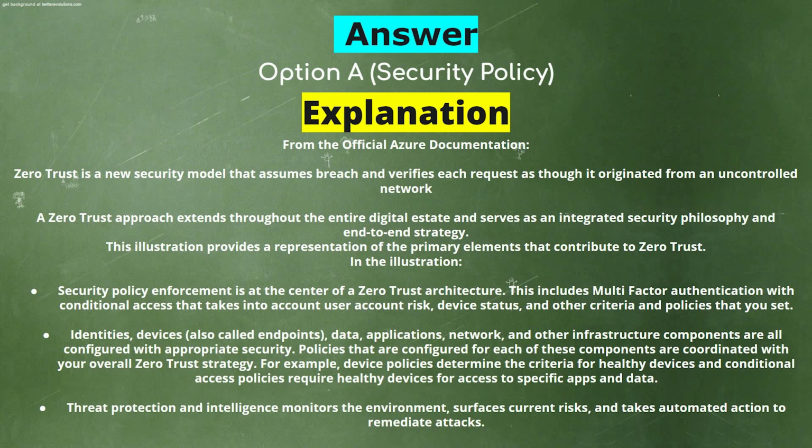Number 2, identities, devices, also called endpoints, data, applications, network, and other infrastructure components are all configured with appropriate security. Policies that are configured for each of these components are coordinated with your overall zero trust strategy. For example, device policies determine the criteria for healthy devices, and conditional access policies require healthy devices for access to specific apps and data. Number 3, threat protection and intelligence monitors the environment, surfaces current risk, and takes automated action to remediate attacks.